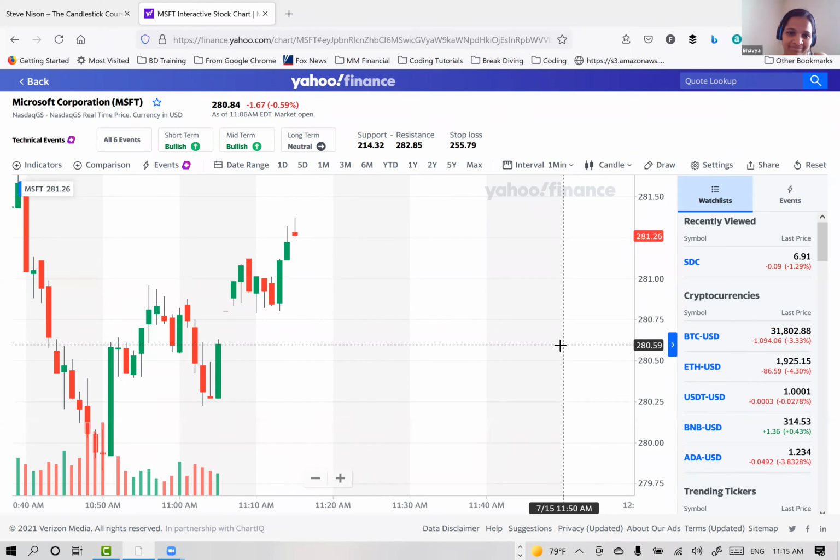Shooting star. Shooting star. Now it's a spinning top. Now it's a doji. This is actually really good. Good game, good practice. Now it's a doji, which means indecision. Very much indecision. Doji. Okay, bullish.